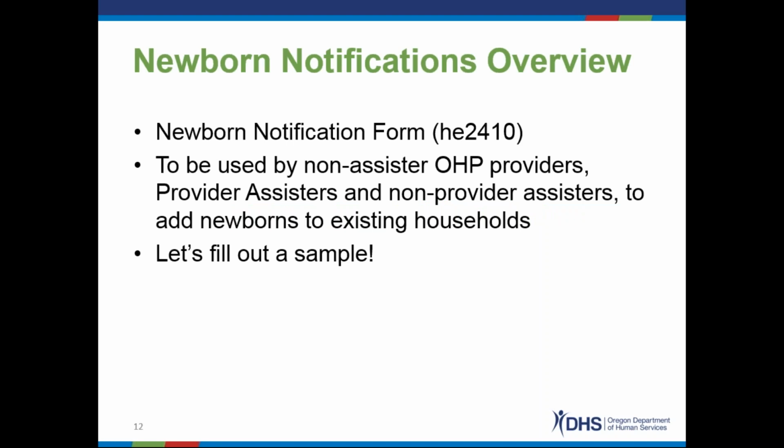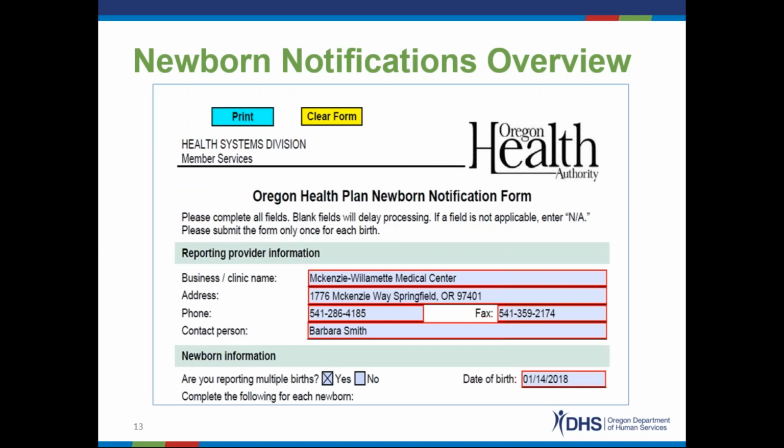This form should be used by non-assister OHP providers and provider assisters, as well as non-provider assisters, to add newborns to existing households. So if you're unsure where you fit in, let's connect offline and we'll make sure that you're very clear on that. We're going to start by filling out a sample that we've already filled out ahead of time, but we're going to show you an example of what that looks like.